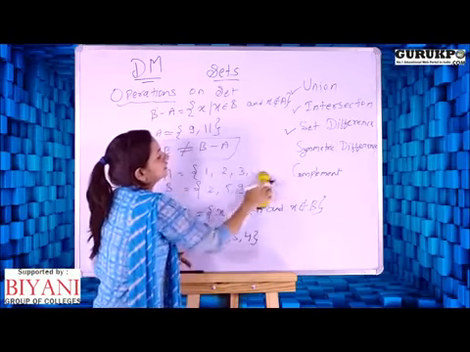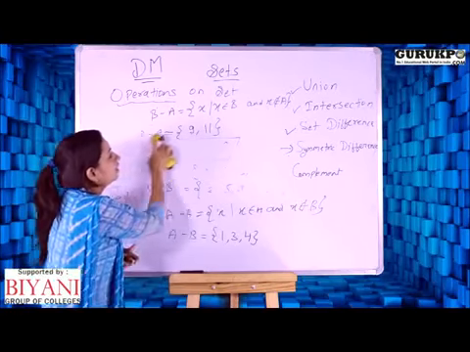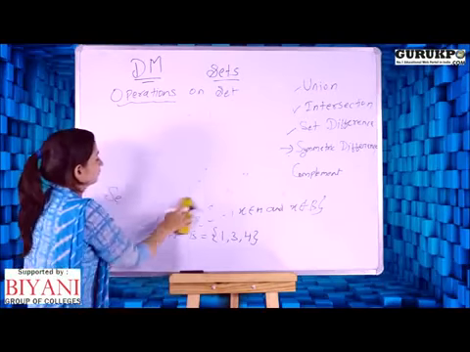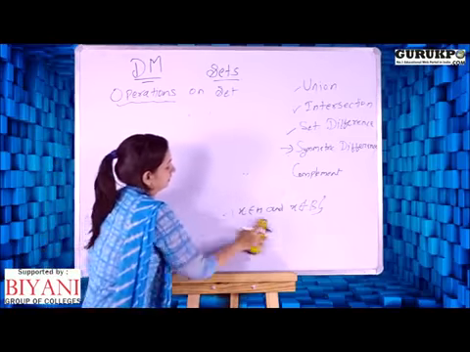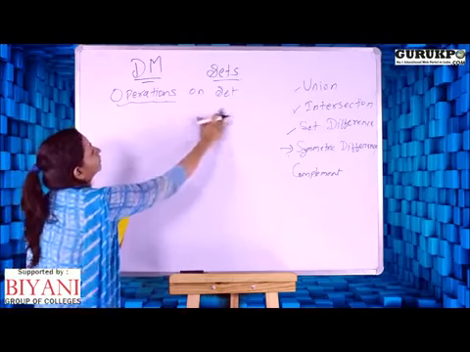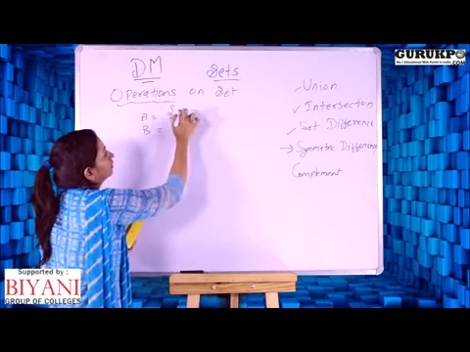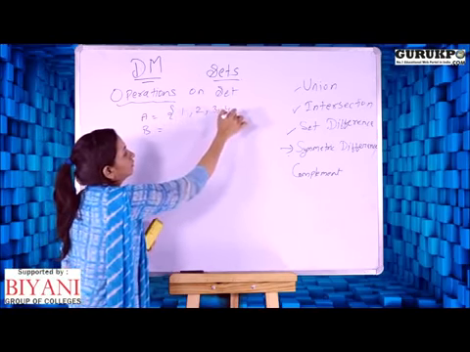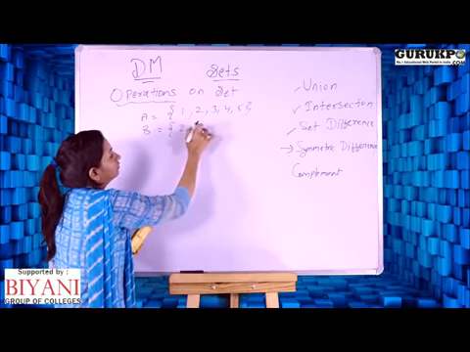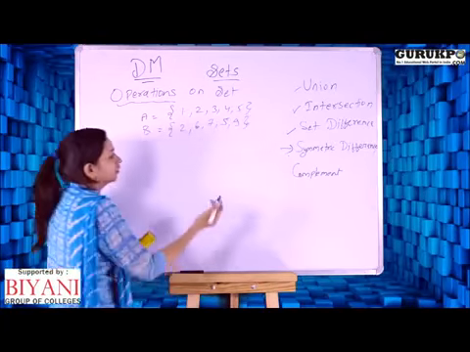And now let me take another example of symmetric difference. What is symmetric difference? Let's take an example and I will show you what symmetric difference is. Set A and set B: A is 1, 2, 3, 4, 5. B is 2, 3, 6, 7, 5, 9.